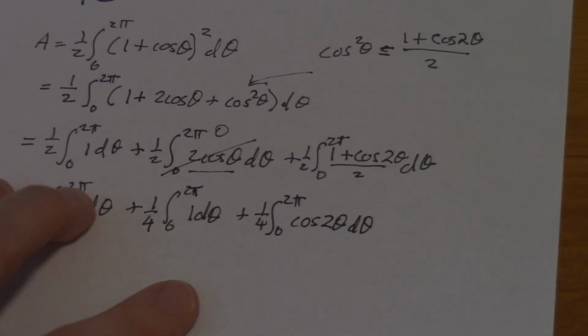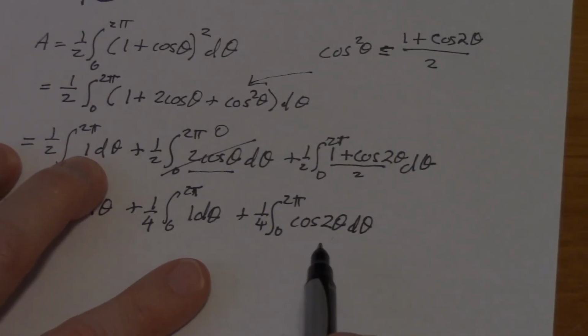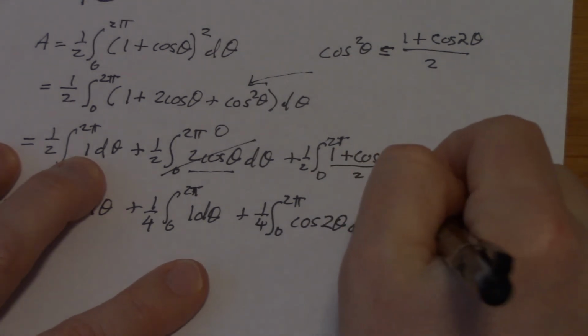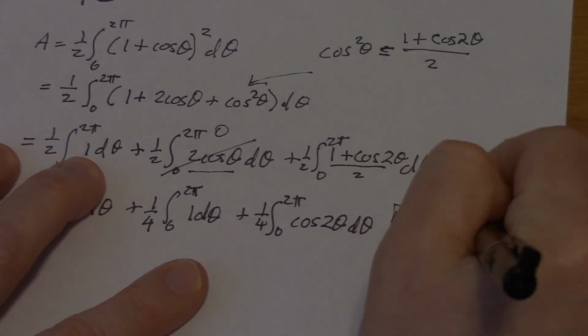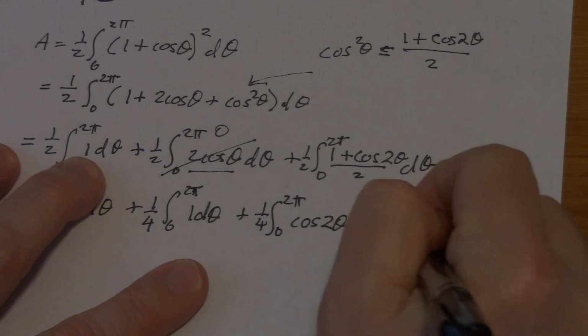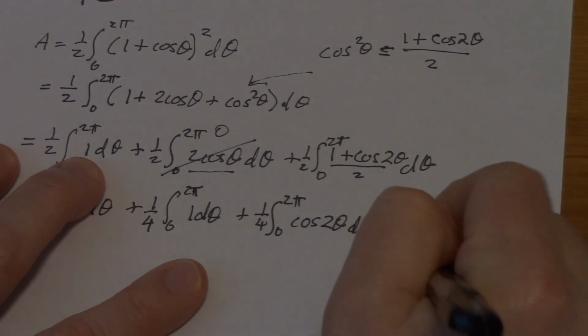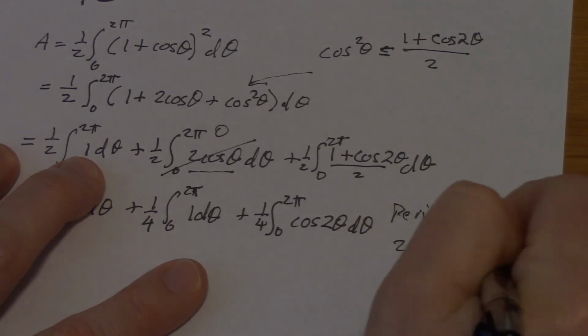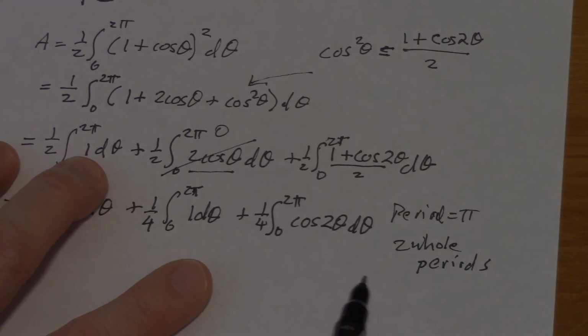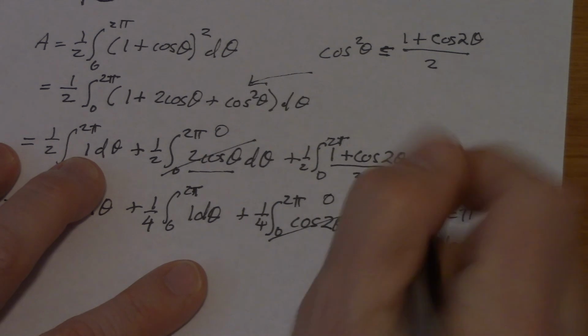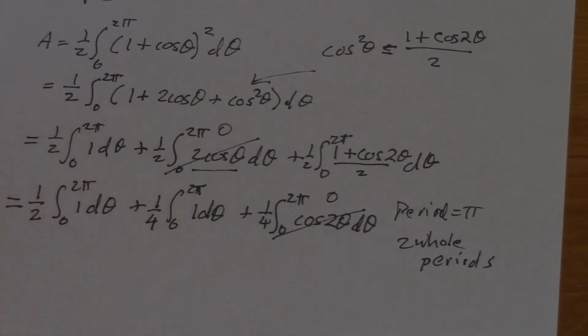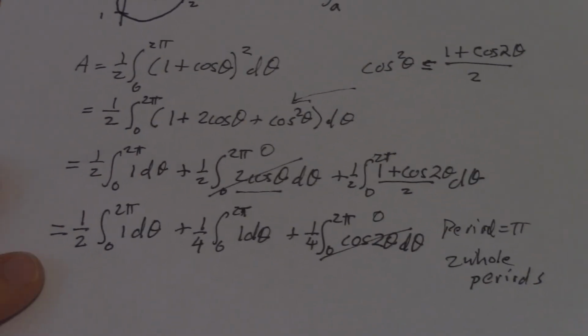Well, once again, what is the period of cosine of 2 theta? The period is pi, and that's 2 whole periods, meaning it's equal above and below the x-axis, so that's going to be 0. Okay, don't expect this to always happen, but it's nice when it does.